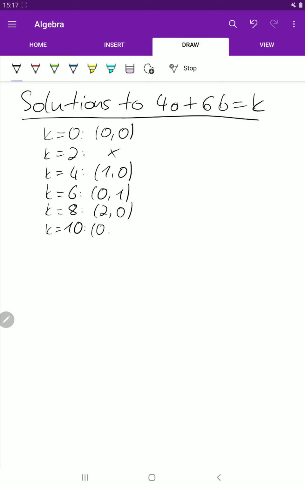Here we get, oops, not 0, 1, 1. And for 12 is the first time where we get two solutions, namely 3, 0, and 0, 2. And we can go on. So here we get now one solution, and this one is, let's check, 14, so that's a 2 and a 1.